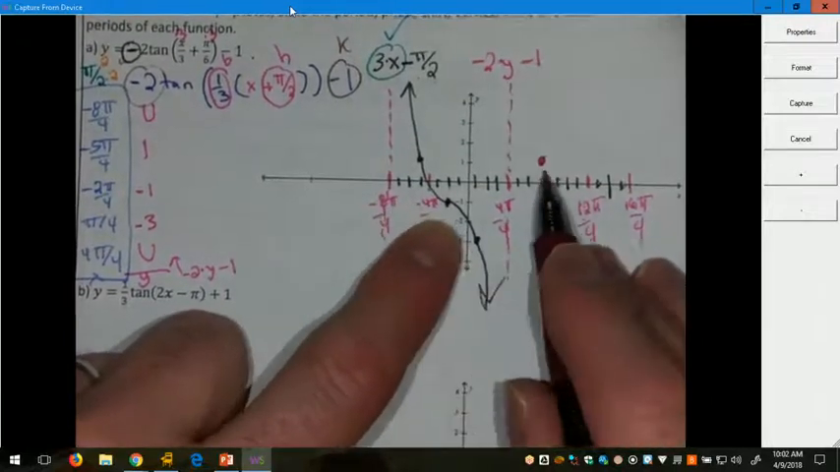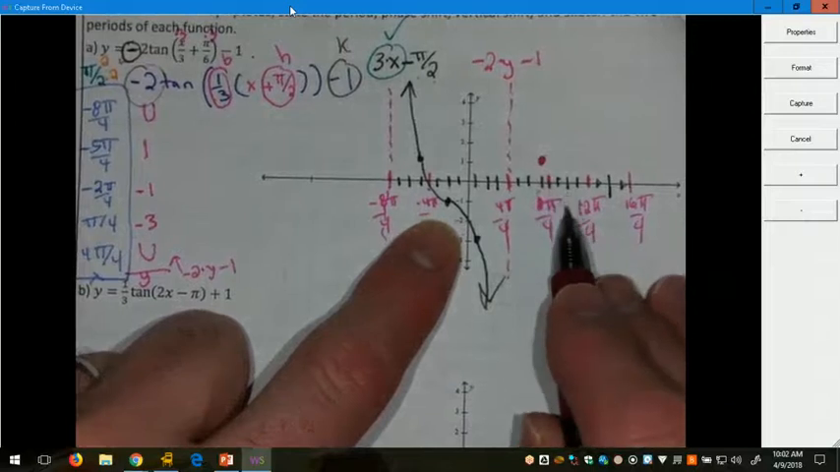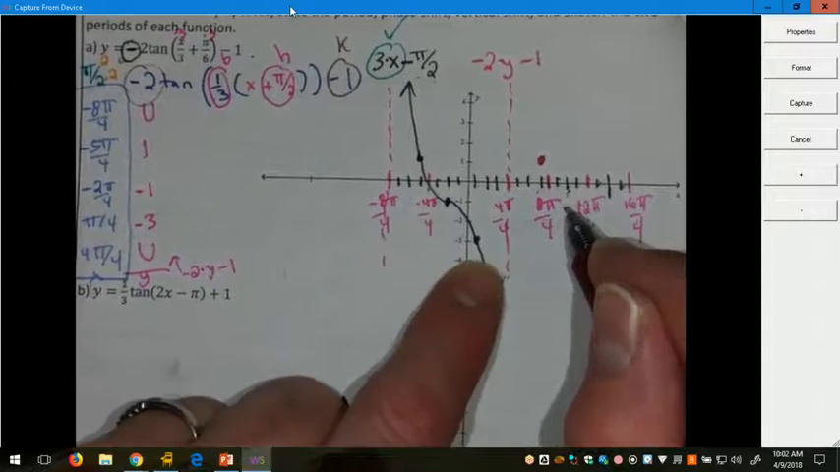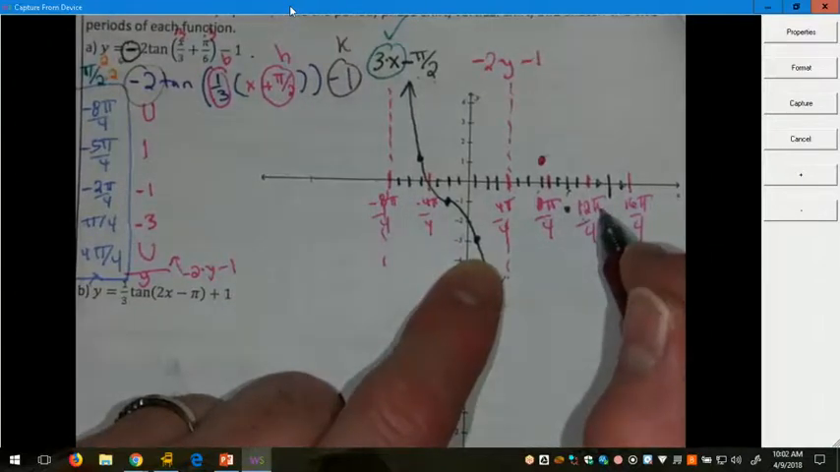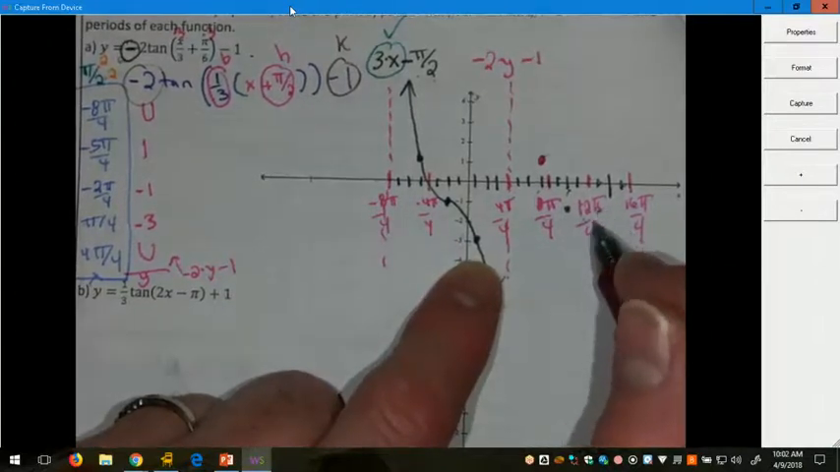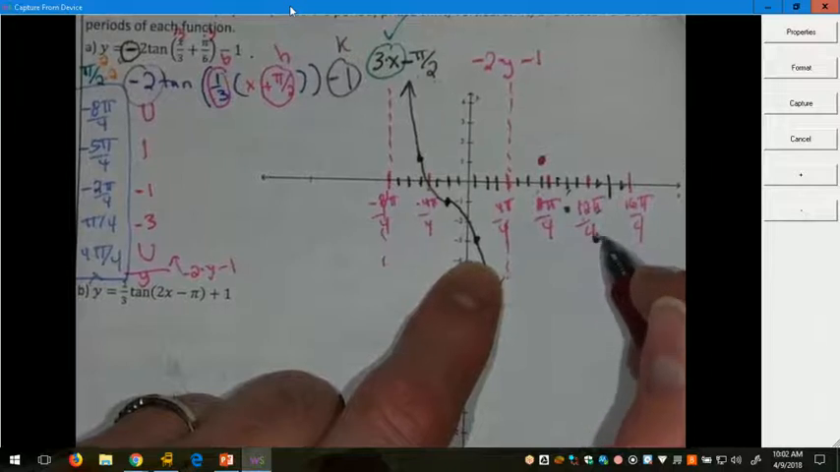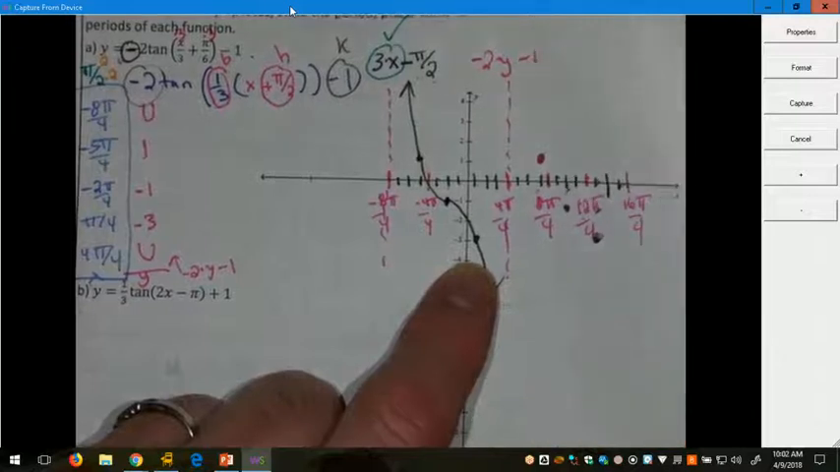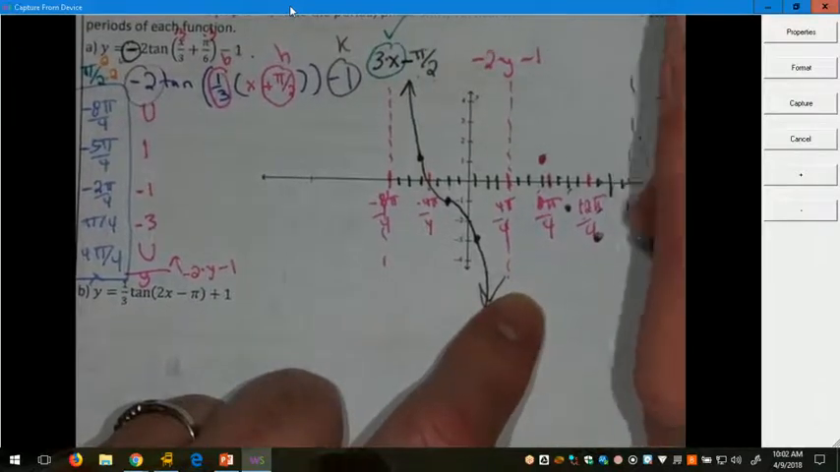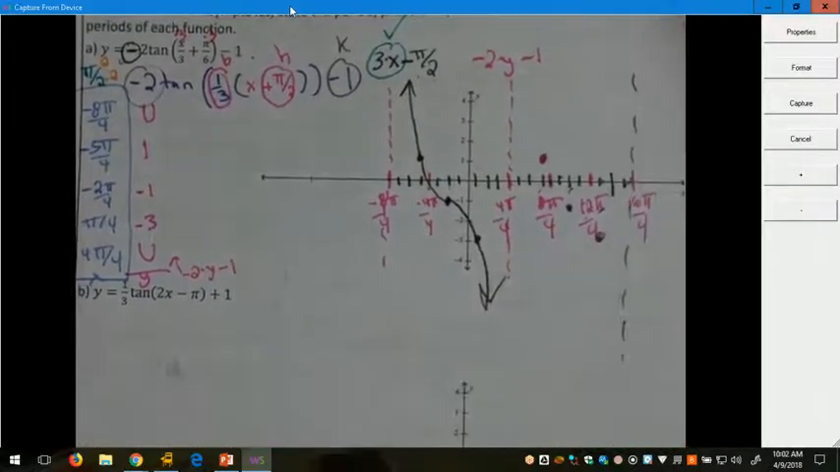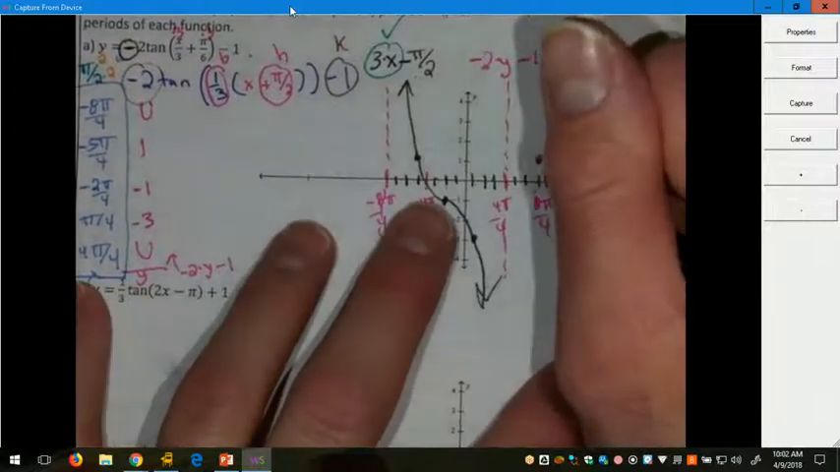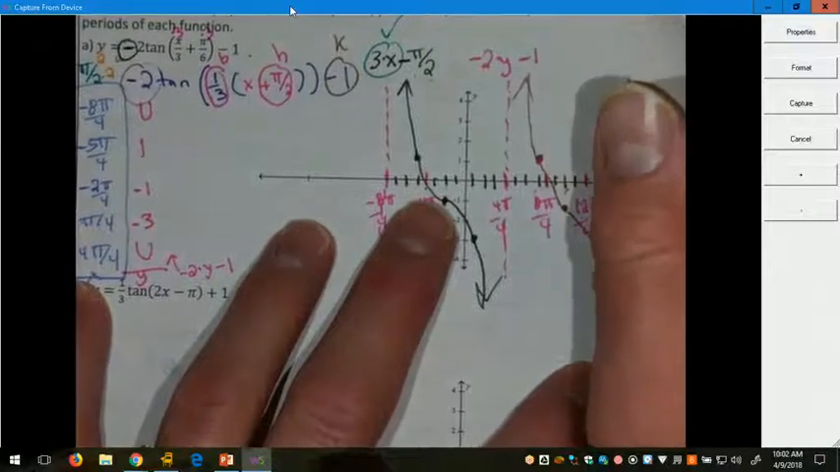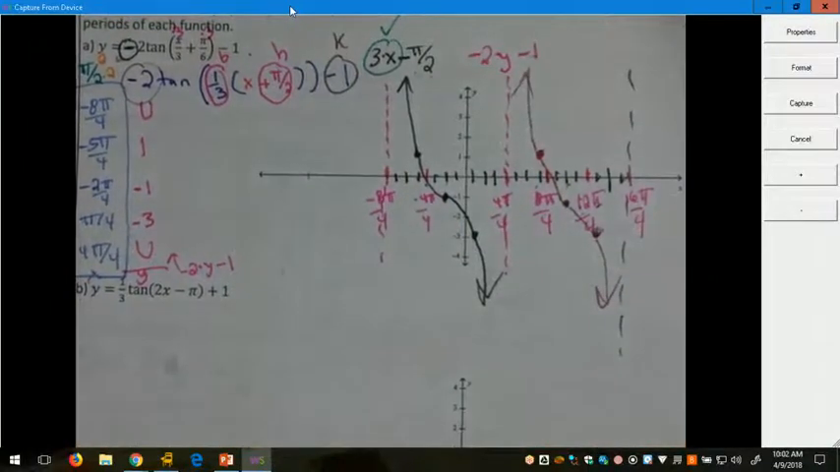1, 2, 3 from that, which is at 10 pi over 4, I go down to negative 1. 3 from that, 1, 2, 3, at 13 pi over 4, I go down to negative 3. And 3 from that, 14, 15, 16 pi over 4, I put my other vertical asymptote. If I needed more tick marks, I could add more in, but I don't because it completed the period right there.